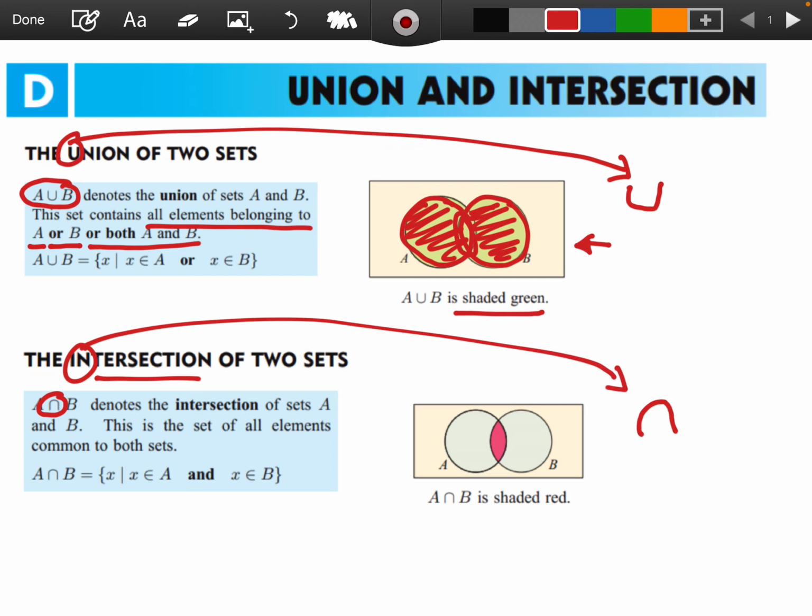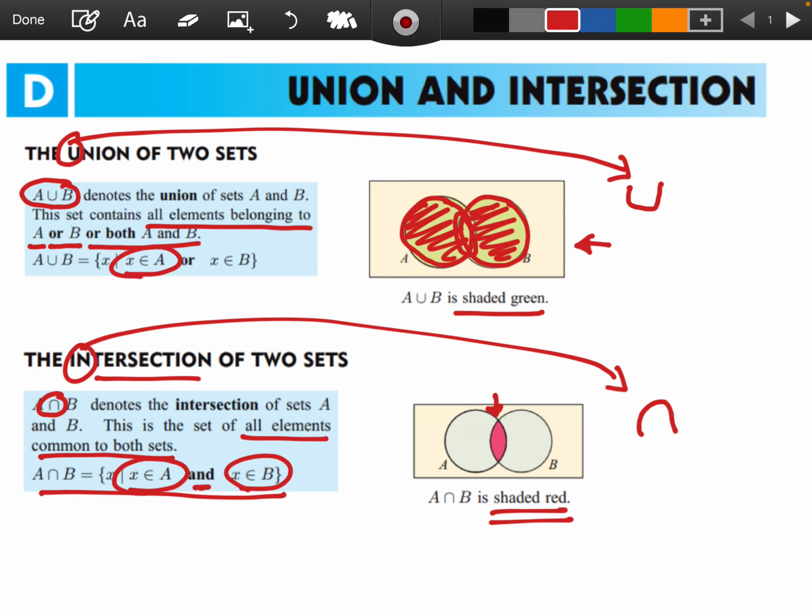The intersection of two sets, A and B, is all the elements common to both. Here it's shaded in red. So intersection is only where those two overlap one another, only the elements that exist in both sets. If you look at the interval notation here, x must be a member of A and it must be a member of B. But with union, it's a member of A or it's a member of B, or it's a member of both.